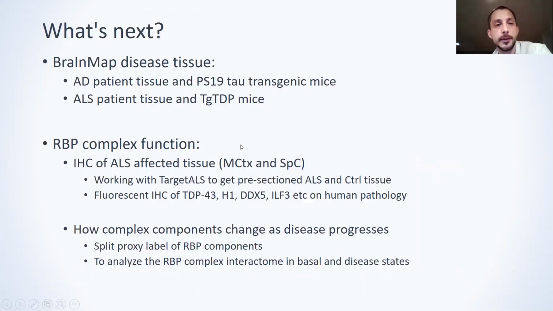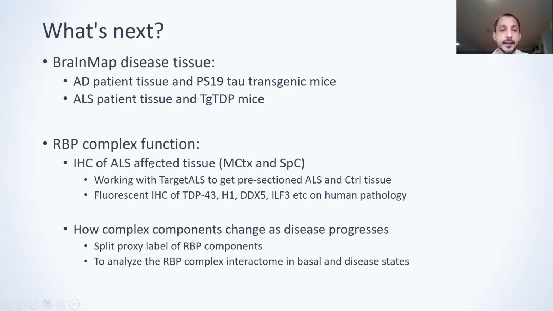So what's next with this work? Well, we're really excited to apply BrainMap to disease tissue to see whether or not there are changes in complex composition and function during disease. We're going to try doing this with AD tissue and ALS tissue, and we can also apply this to transgenic mice, but reviewers seem to be less interested in that than the human tissue.